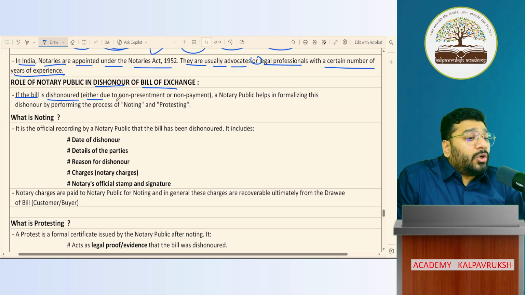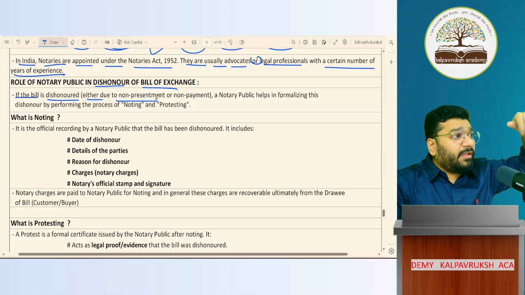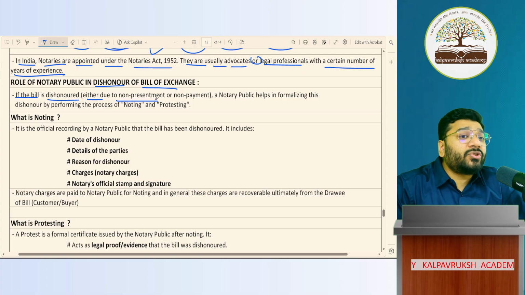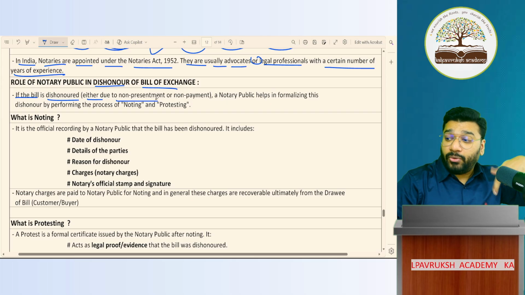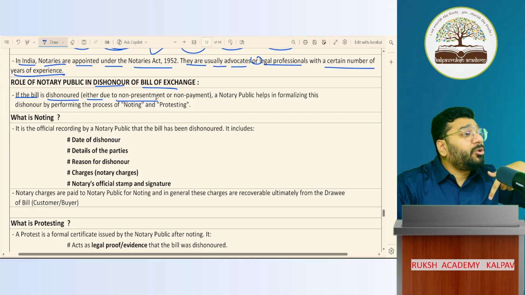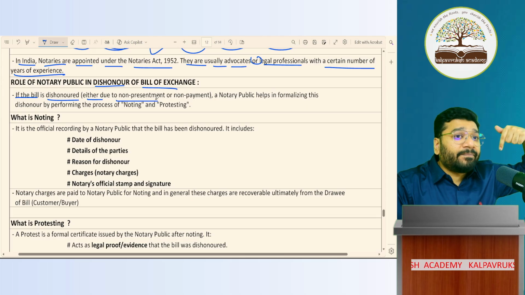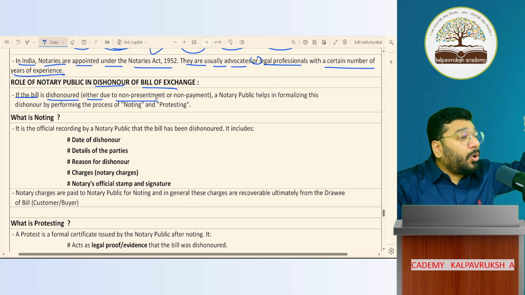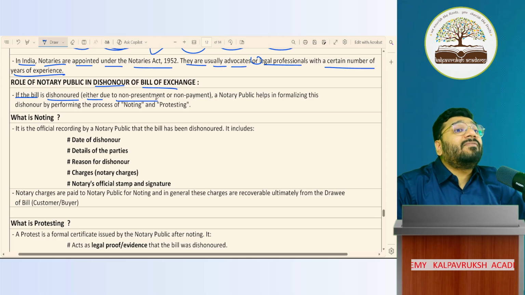Either due to non-presentment of bill. On the maturity date, if you do not present the bill, it amounts to dishonour, because once the maturity date is passed, the bill becomes invalid. Bill is valid as long as the bill is within the maturity period. Once the maturity date is expired, let's say today is the maturity date, 1 June 2026. Today, if the payment is due, tomorrow 2/6, it becomes invalid.